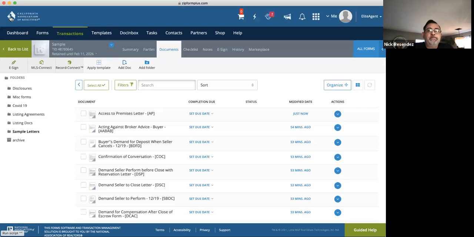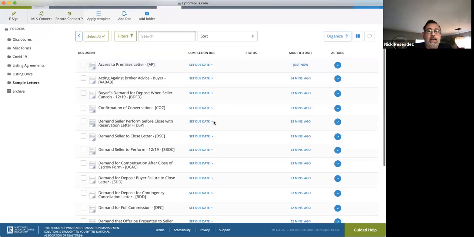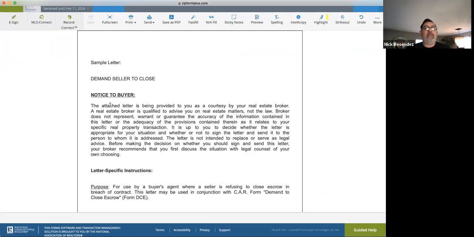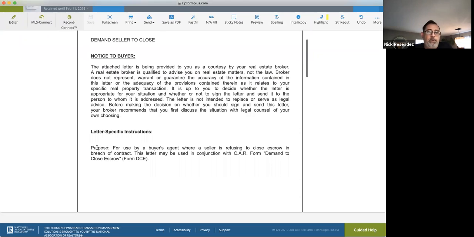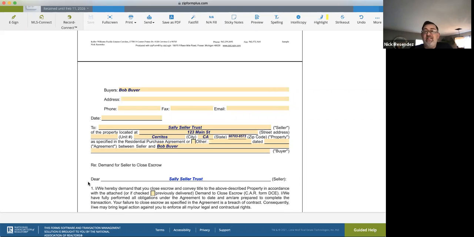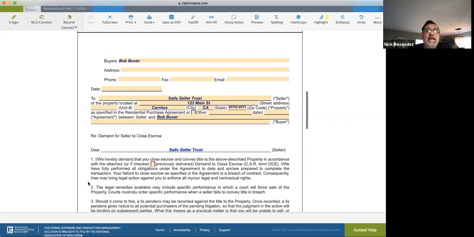Okay, let's keep moving here. Let's see. Demand seller to close. There's a whole bunch of demands in a row here, so hopefully I don't do the same one twice, but demand seller to close letter. So this form, again, we look at our purpose. This is for a buyer's agent where a seller is refusing to close escrow in breach of contract. Earlier today, I had an agent call me and tell me that the seller said they no longer want to sell their property, but we're in escrow.